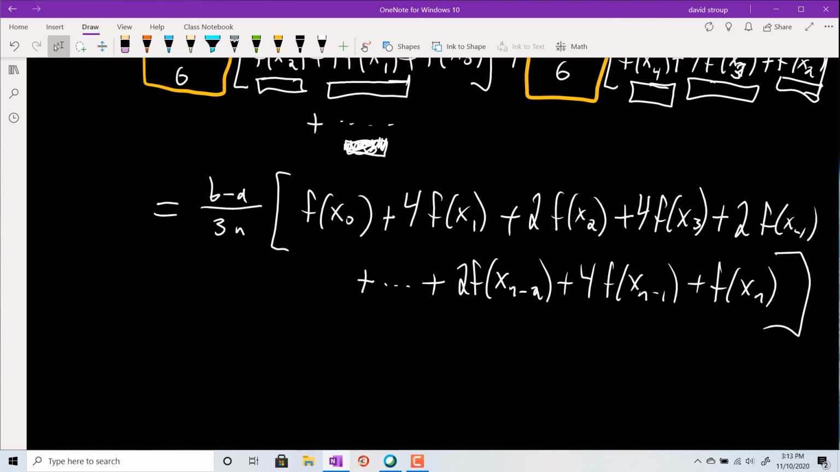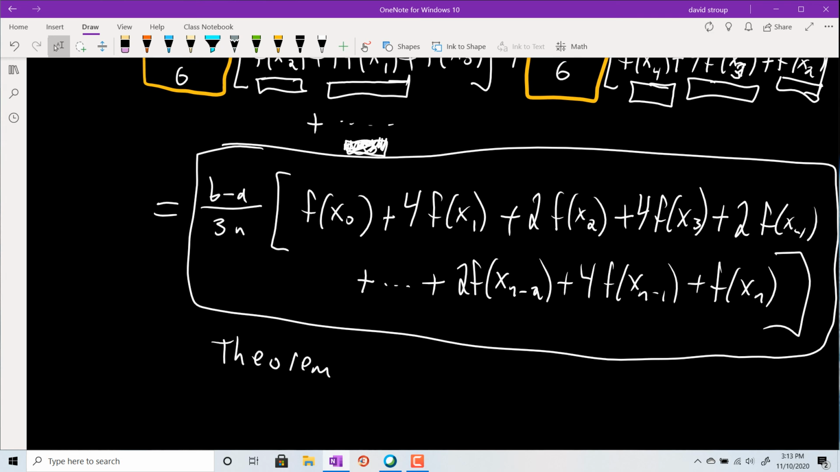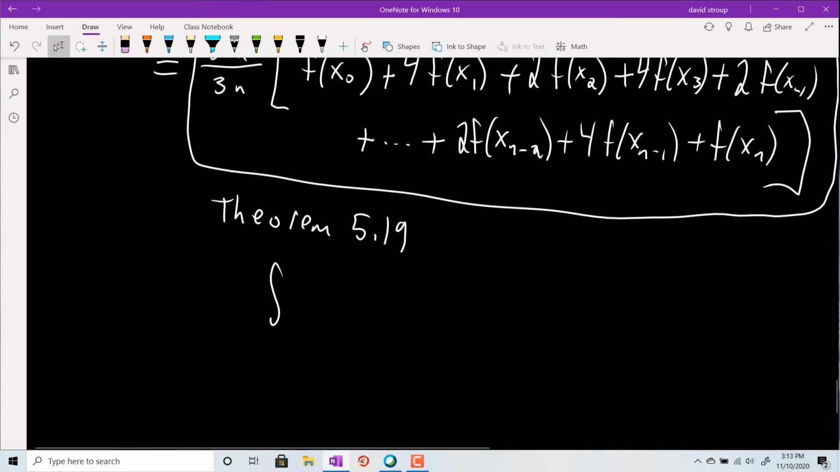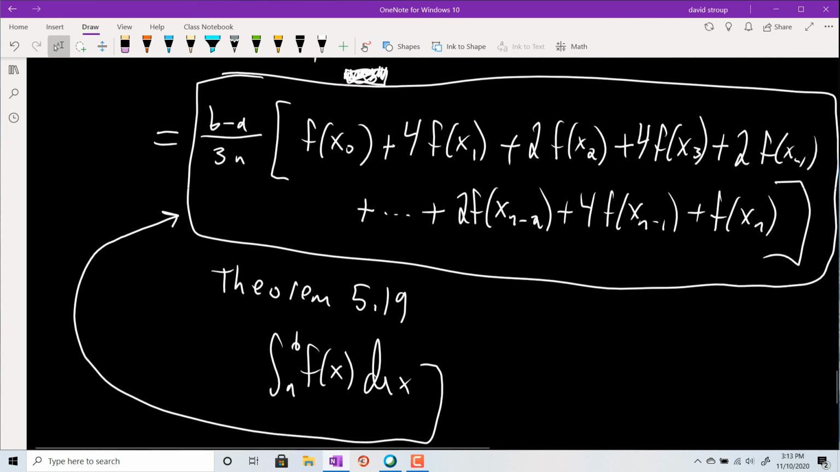And that thing right there is the formula for Simpson's rule. So that's theorem 5.19. And it says that the area underneath the curve from a to b of f of x dx, or the definite integral, can be approximated by this thing right here that I just wrote, rather than having to rewrite it. So now note the pattern of the coefficients. It's going 1, 4, 2, 4, 2, 4, blah, blah, blah. And then it always ends up going 2, 4, 2, 4, 1.